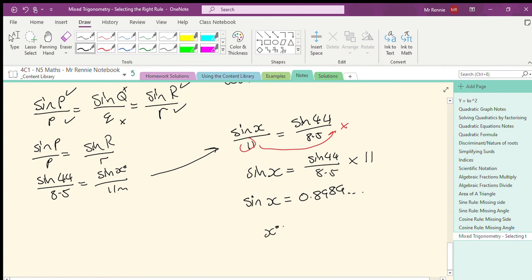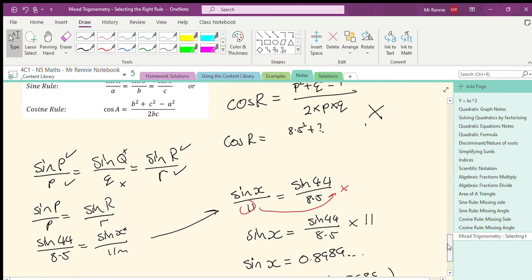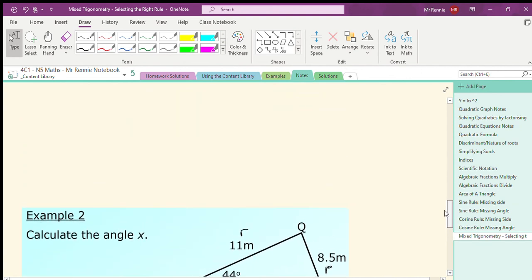That was my angle, so we need to get rid of the sine by doing sine inverse of 0.8989. That means we get the answer 64.0229 and so on, rounded to 2 decimal places, 64.02. So my x angle was 64.02 degrees, so almost 64 degrees exact. So there you are, there are 2 examples where we would be given that in a test or an exam. We would not know which rule to use, so we have to work out what the rule is.